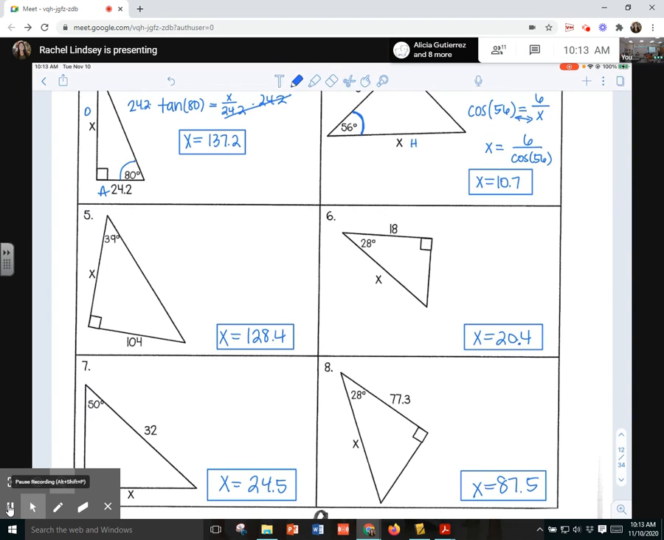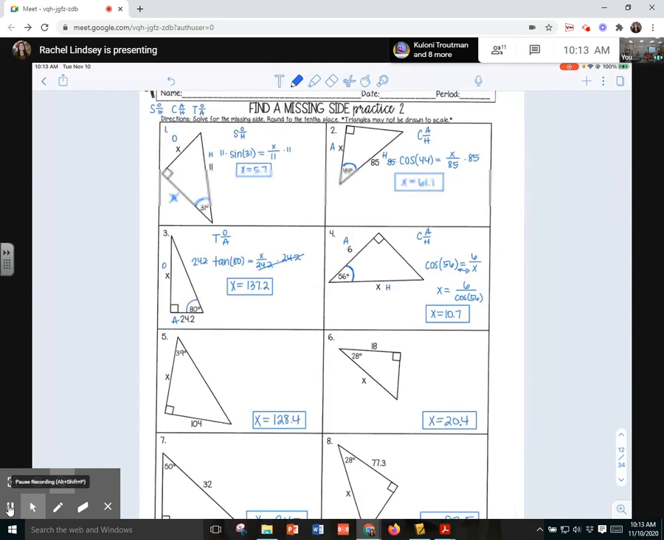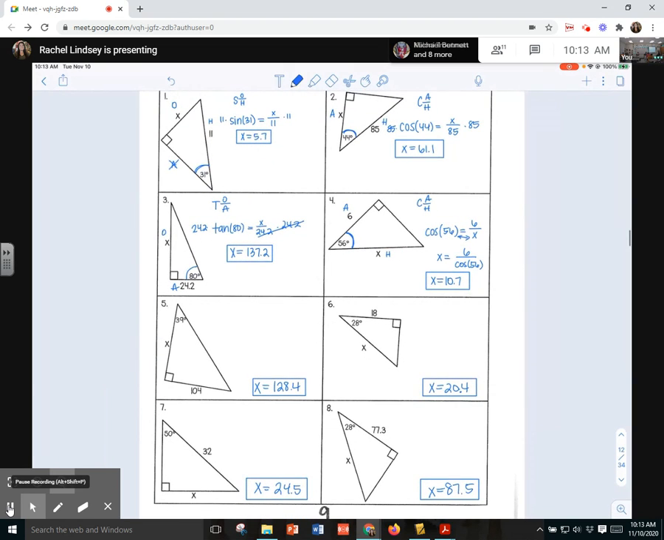Okay, so those are pretty basic ones of how to solve for sides. They can get more complicated. There are word problems in this unit, and there are some that have two triangles involved in them. And we're going to see some of those on page 11. But let's go ahead and look at page 10.